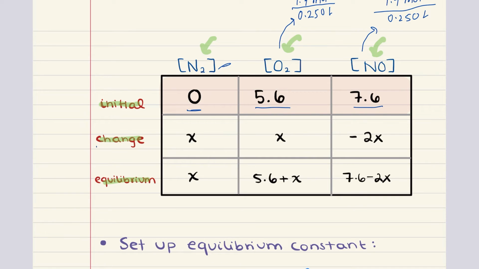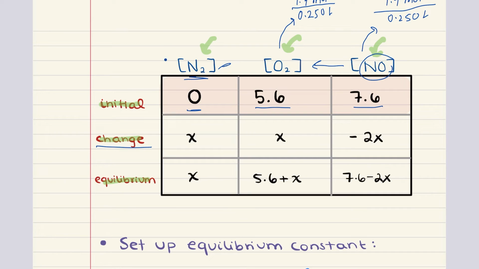Now, for the change row, we represent the changes in concentration with the variable x. Since we're determining the equilibrium position from an initial state where nitrogen monoxide is present, but nitrogen gas is not, the reaction is going to move in the reverse direction to produce nitrogen gas and consume nitrogen monoxide until equilibrium is reached. So for this reaction, we are going to be consuming nitrogen monoxide and we are going to be forming nitrogen gas and as a consequence, oxygen gas as well.